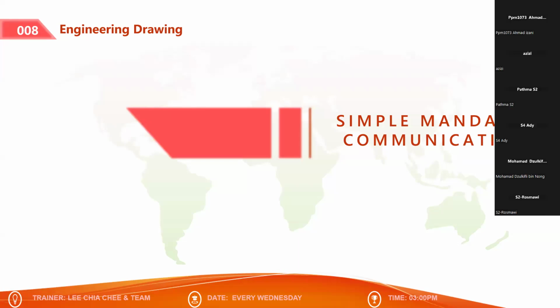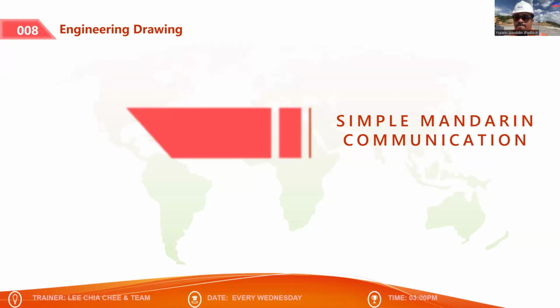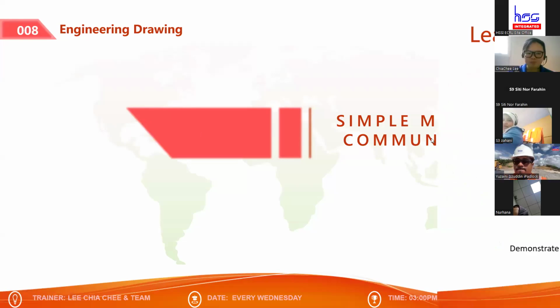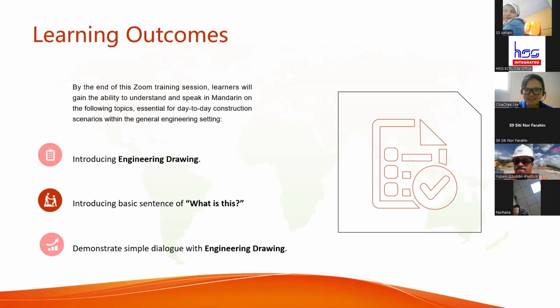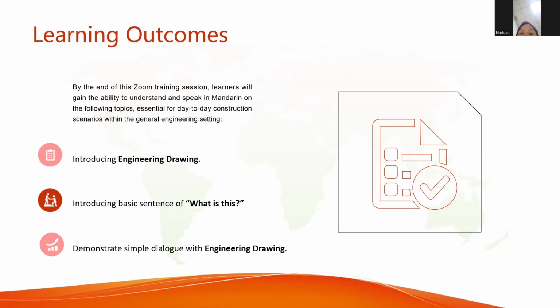Today we are having topic number 8 on the engineering drawing. And yes, we are finally back to every Wednesday by 3 p.m. So my team and I would like to present to you the learning outcome. Today we are going to have the engineering drawing in Mandarin, and then the new basic sentence structure asking what is this, and also we will demonstrate some simple dialogue related to our engineering drawing.